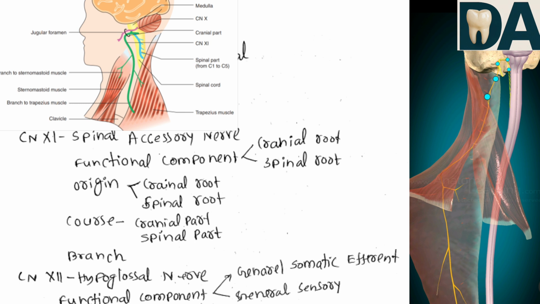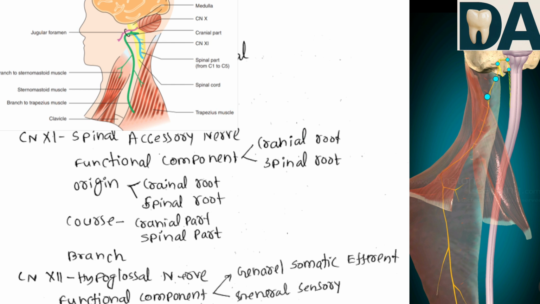11th cranial nerve or spinal accessory nerve. The accessory nerve is the 11th cranial nerve. It is motor in function. Functional component. The nerve carries special visceral branchial fibers through both cranial and the spinal root.